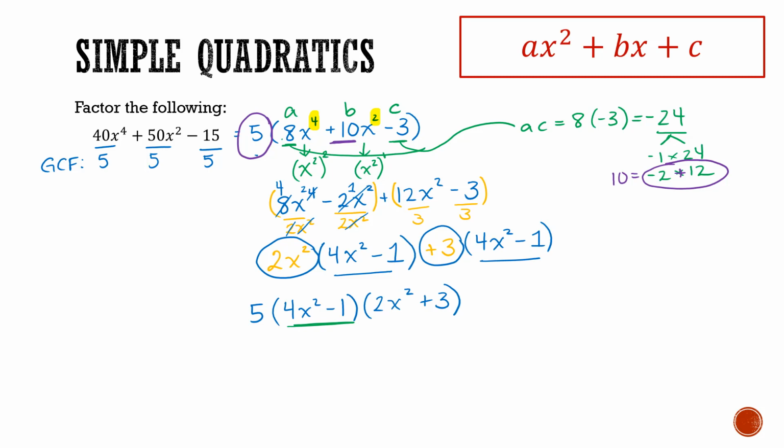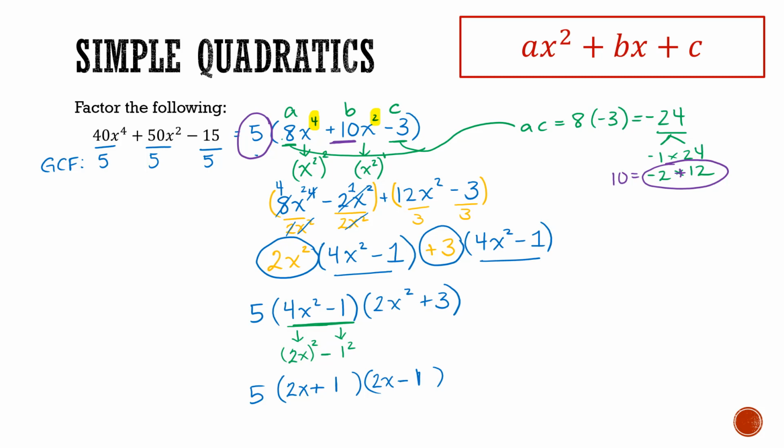Here I have 4x squared minus 1. Well, this is a difference of squares. This first term, 4x squared, the square root of that is 2x. So if I square that, I get 4x squared. And the second term, 1, the square root of that is 1. So factoring this further, I now have 5 times, for my difference of squares, I have one set of brackets with a plus and the other with a minus. The first term is the square root of 4x squared, which is 2x. And the second term is the square root of 1, which is 1.